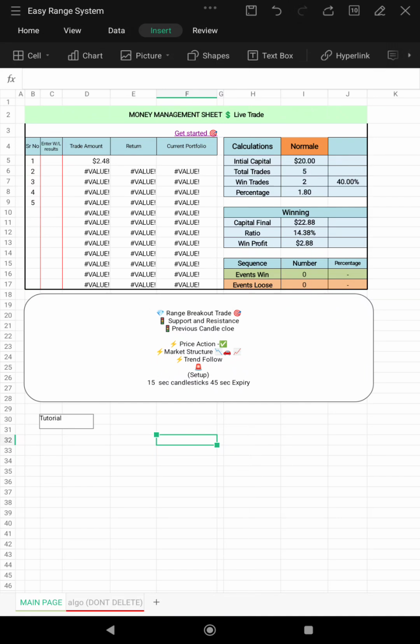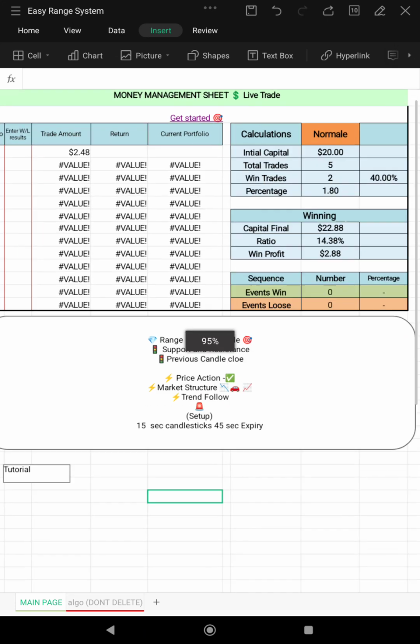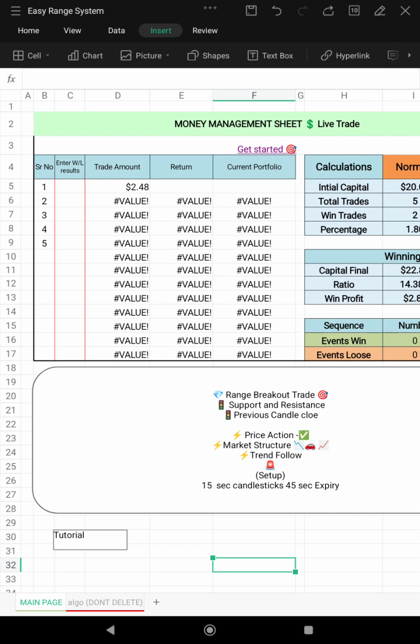This will explain the money management sheet. This is a tutorial on how to use the money management sheet. Once you have the document, guys, it will come like this. By default it is like this.